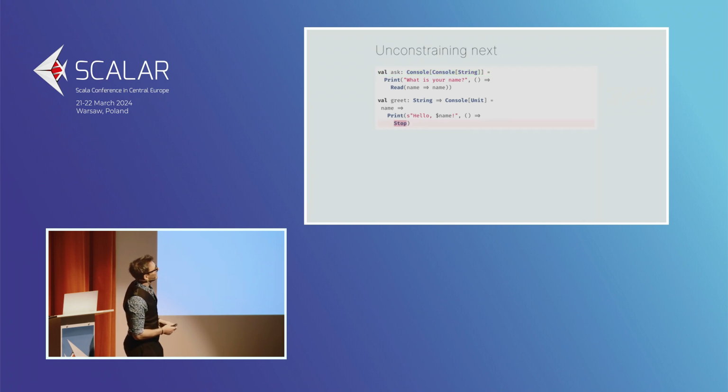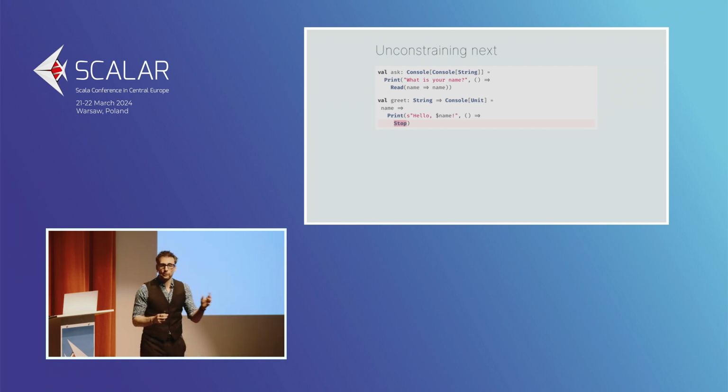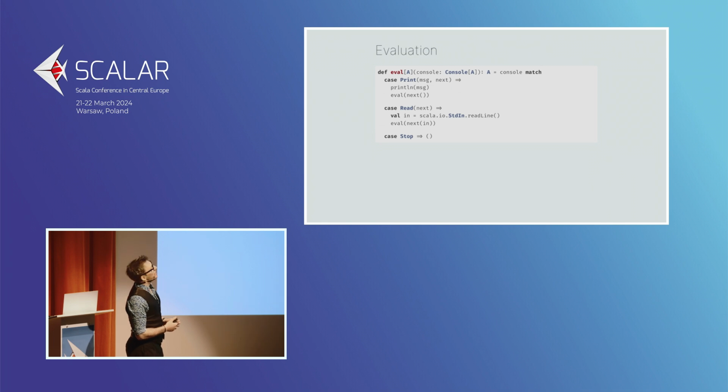We also, and that's good news, don't need stop any longer, do we? Because we had stop in order to say, stop here, return unit. Well, in order to do that now, what we can do instead is return unit. We don't need stop any longer, which is brilliant, and we can get rid of it. We're going to have to fix the evaluation, because we don't have the stop statement any longer.